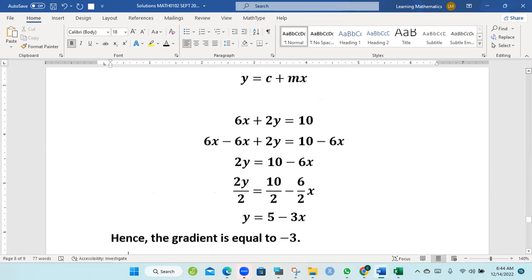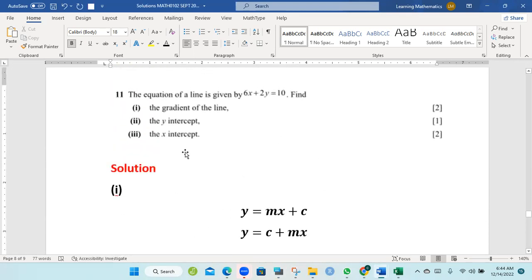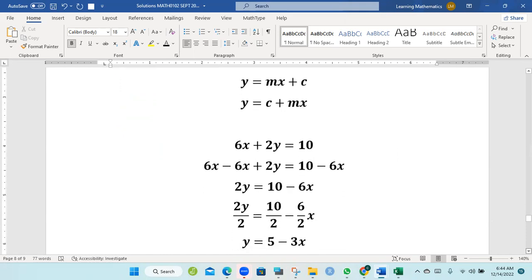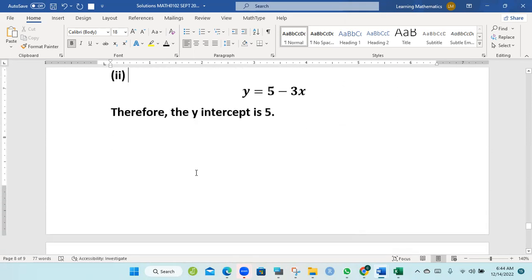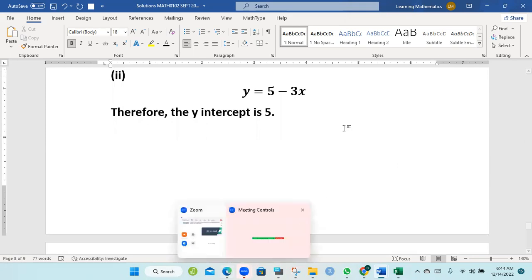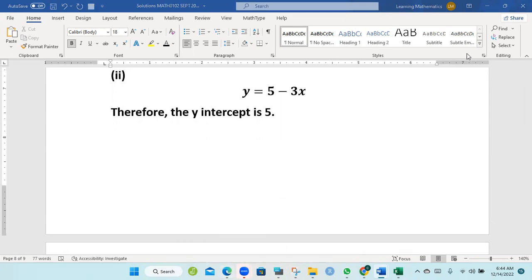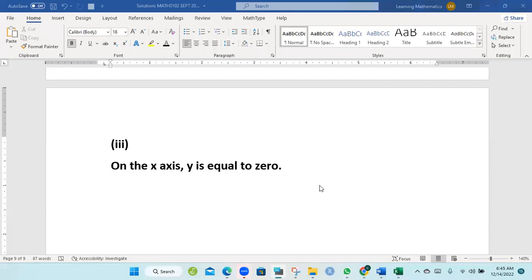Part 3 says the x-intercept. So the x-intercept is when y is equal to 0. On the x-axis, y is equal to 0. Let's make a note of that. So therefore, now to find the x-intercept, we have to substitute y is equal to 0 in the equation y is equal to 5 minus 3x, so that we can find what x is equal to when y is equal to 0. Now we substitute y is equal to 0, and we're going to solve for x.